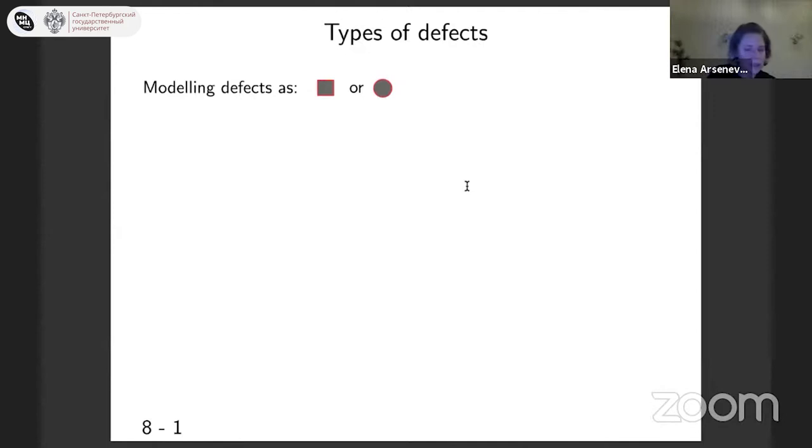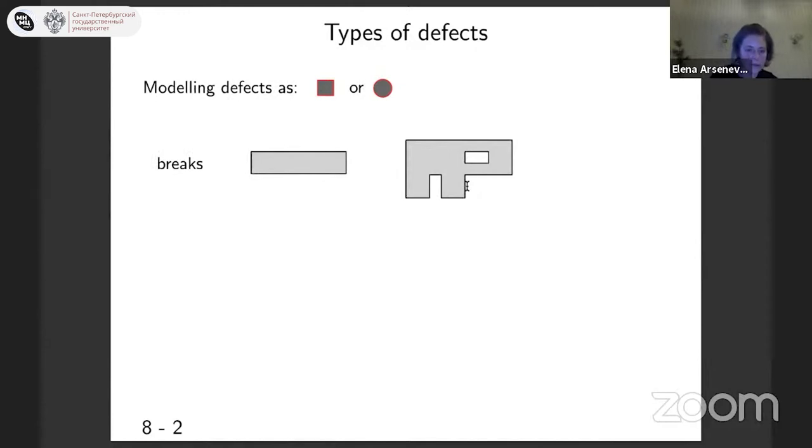Okay, so let me tell a little bit about the defects. They can be modeled. This is the most common thing, right? They are modeled either as squares or as circles, because these are simple things. Of course, defects in real life can be any shape.